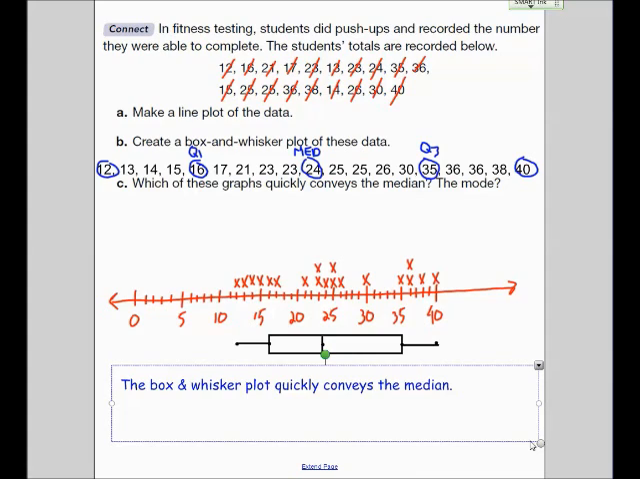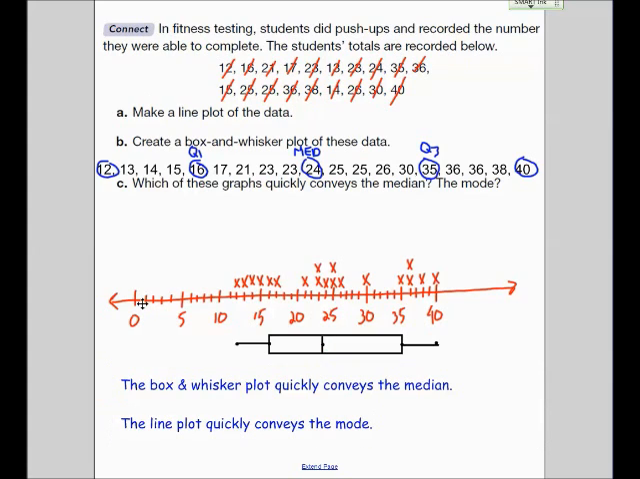Okay, and then which one quickly conveys the mode? Well, I can't tell the mode from the box and whisker plot at all. All these numbers between 24 and 35, they could all be 30 for all I know. But when I look at the line plot, I can see that the 23, the 25, and the 36 are my median, because those are the numbers, or not my median, I'm sorry, my mode. Those are the numbers that occur most often. So the line plot quickly conveys the mode. Okay, so they both got their strengths and they both got their weaknesses.